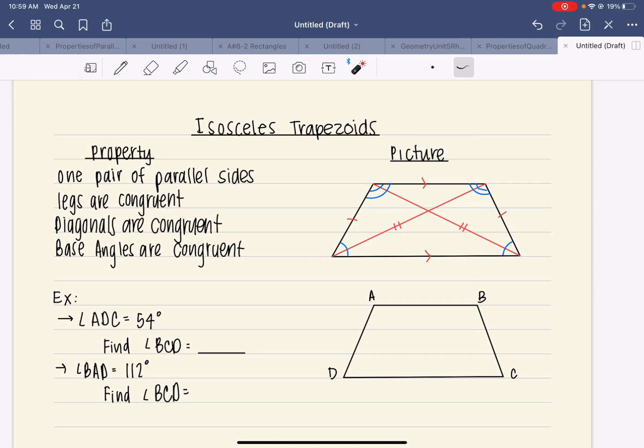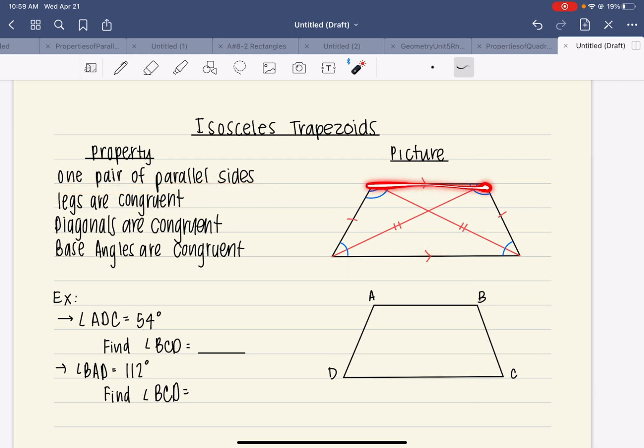All right, now we're going to get into isosceles trapezoids. Isosceles trapezoids have 4 different properties, including the angles that aren't base angles being 180 degrees, that we learned from trapezoids in the last video. Okay, so we have one pair of parallel sides, so that's these sides right here, parallel.